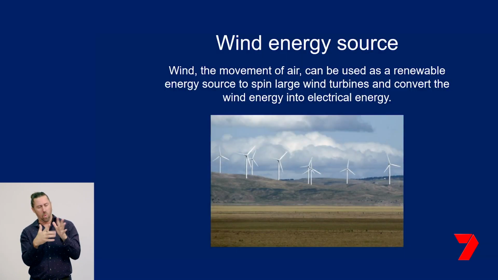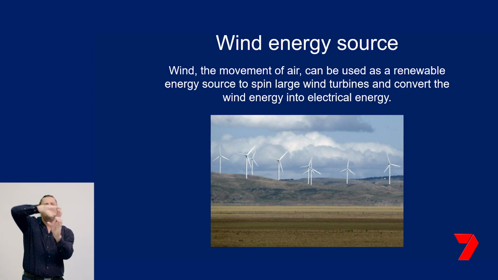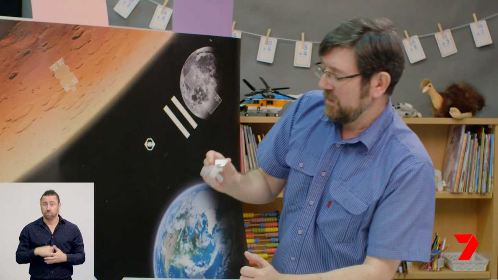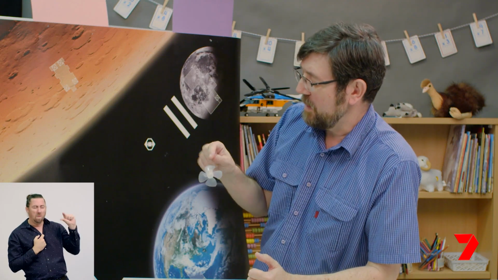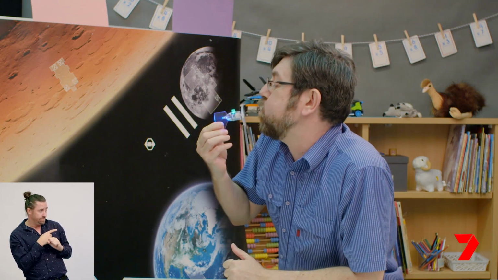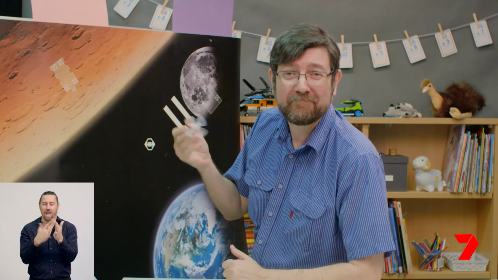Now, another type of renewable energy is wind energy. Maybe you've seen large wind turbines like these. When the wind blows, it causes the blades of the turbine to move, and this movement is used to generate electricity. I can actually demonstrate it on this much smaller model. So here's the propellers, and when I blow, electricity is produced. I guess you'd call that green energy.